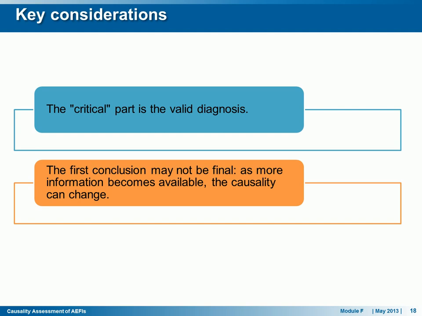Another thing which has to be kept in mind is the fact that the first conclusion may not be final. As more information becomes available, the causality can change even if the case has adequate information. Because as medicine evolves, you may look back at some of your old cases and look at the evidence which is available in the literature recently. You may say that the causality was actually different, and it may actually be changed.